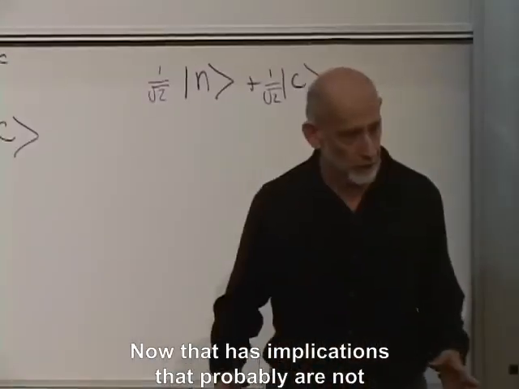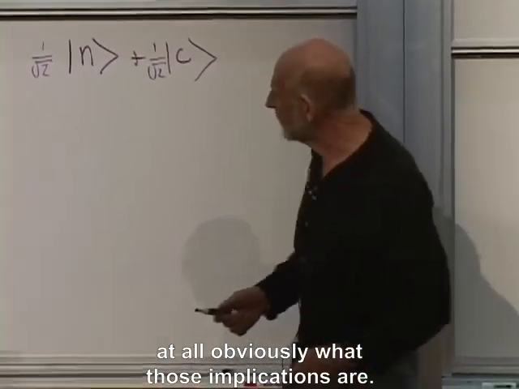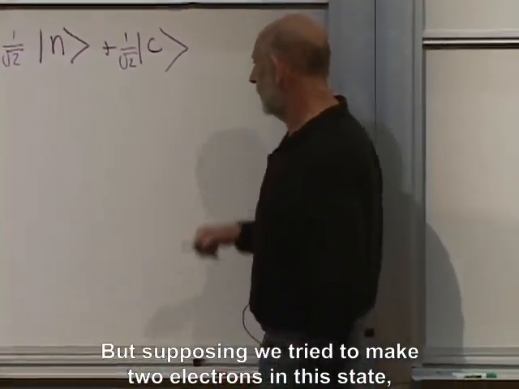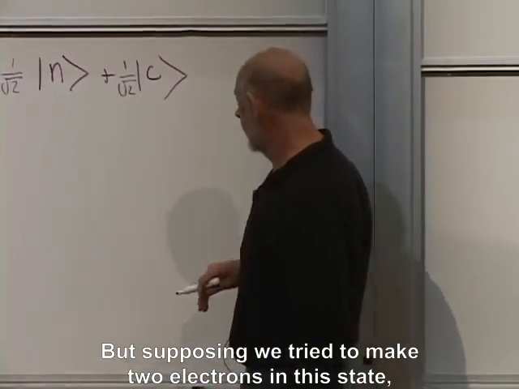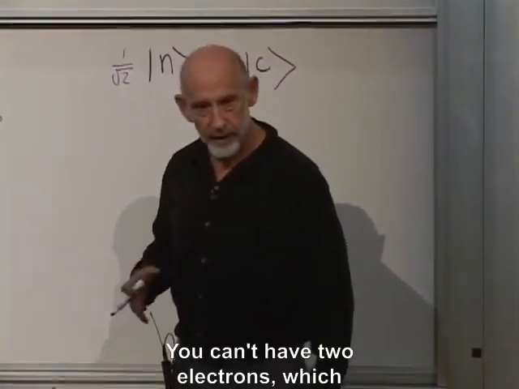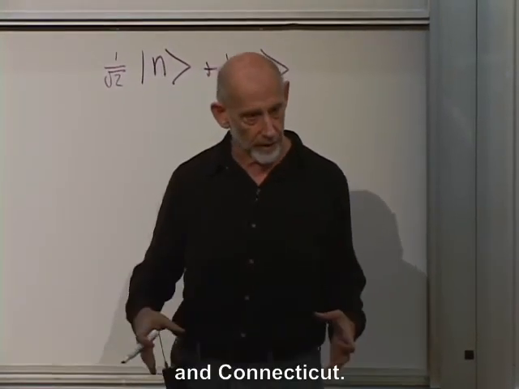Now that has implications. It's probably not at all obvious to you what those implications are, but supposing we try to make two electrons in this state, you can't do it. You can't have two electrons which are equally shared in this way between Nevada and Connecticut.